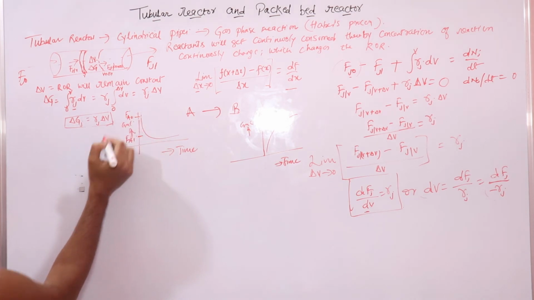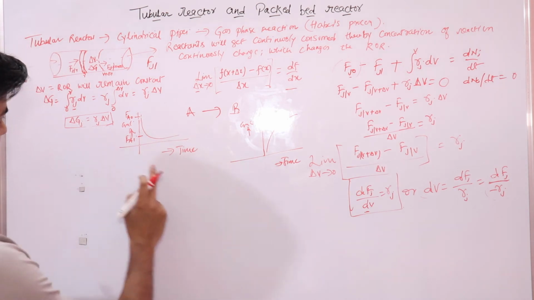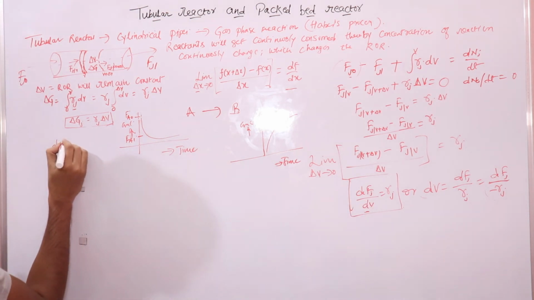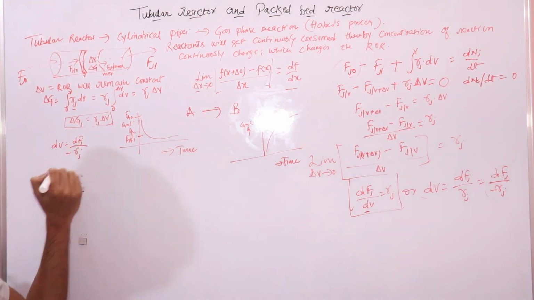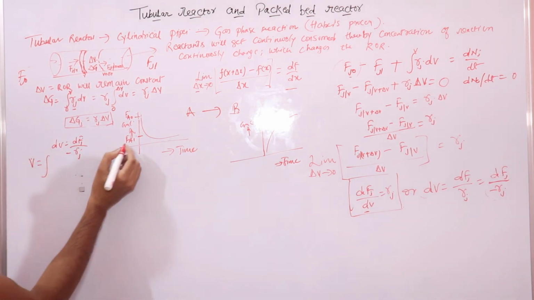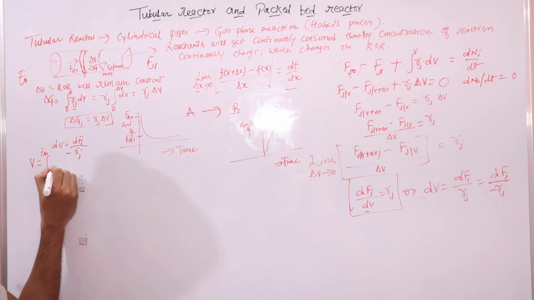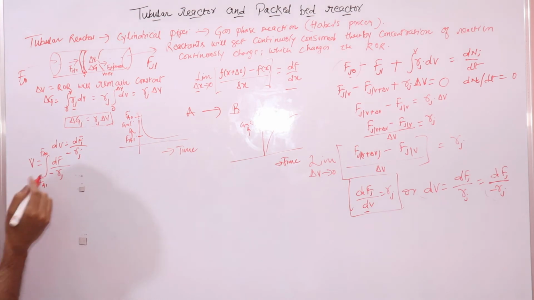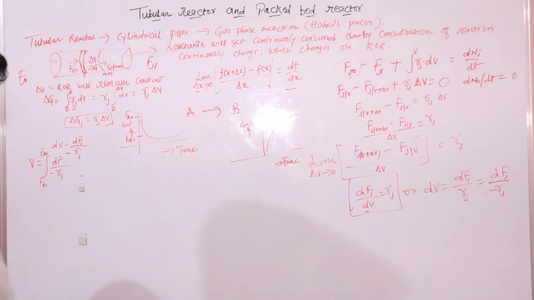This is concentration at different times. So if I apply the equation here, it will become dV is equal to dFj upon minus Rj. If you integrate this equation, you get volume equals the integral from FA1 to FA0, with the minus coming out, of dF upon Rj. Now Rj is your rate of reaction, which is defined in terms of concentration.